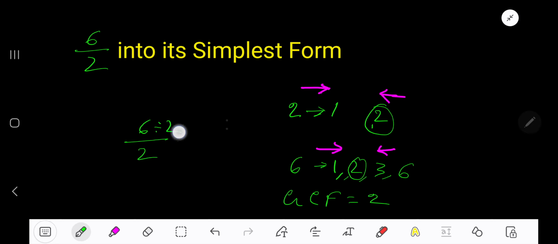So divide 6 by 2 and 2 by 2, and you are getting 3 over 1. That is 3 divided by 1, which means 3. So this is the simplest form, lowest term, or reduced form.